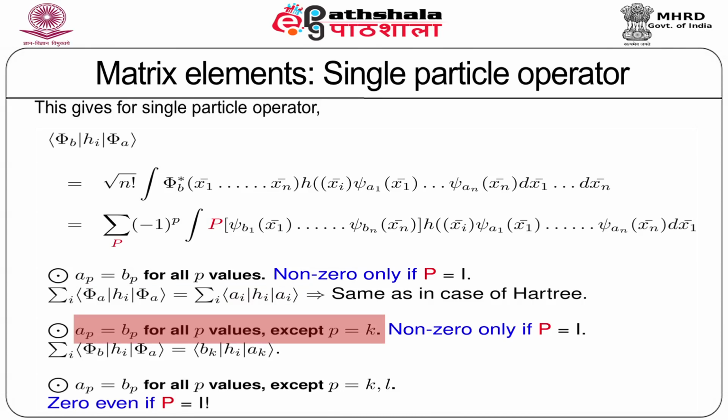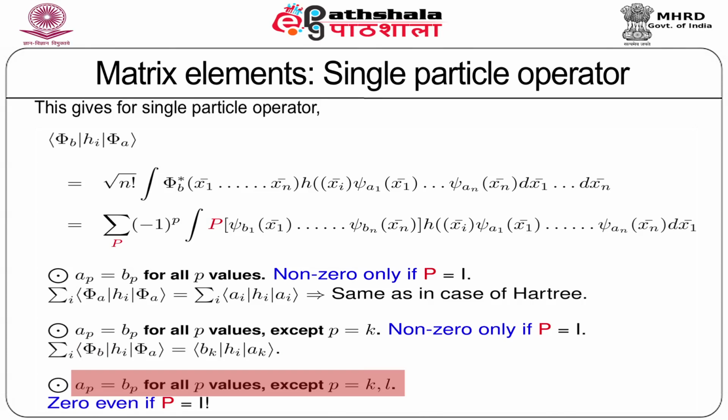Then consider the case A_P equal to B_P for all p's except p equal to k. The matrix element is non-zero only if the binary operator P is equal to I. In this case, the matrix element is given by b_k times little h_k times a_k. Now consider the case where A_P is not equal to B_P for more than one p value. The matrix element in this case is 0 even if P is identity.